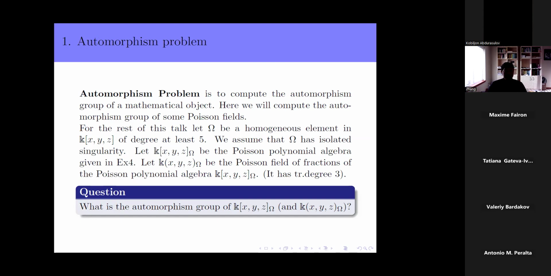basically is to compute the automorphism group of some object. So this is always a very interesting topic for any subject of mathematics. Here we're going to compute the automorphism group of some Poisson field. And as we know, the automorphism group of a field of transcendence degree 2 is usually huge. I mean, polynomials of 2 variables are huge. But we will see the automorphism group of a certain Poisson field could be small.